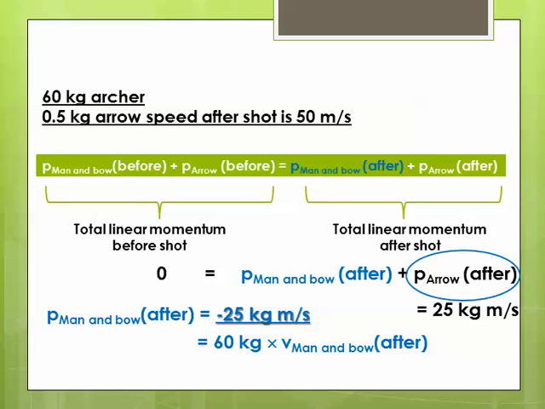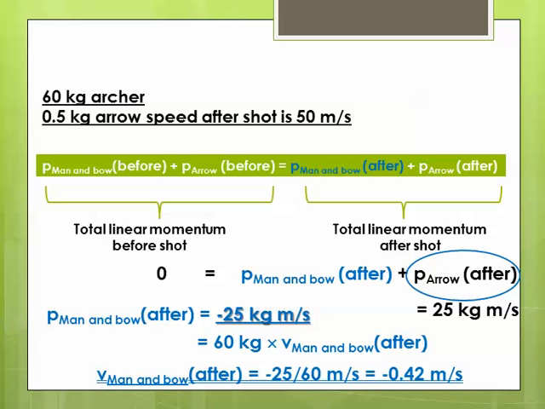Here we've got the velocity. This is just the definition for linear momentum. So the velocity is given as minus 25 divided by 60 meters per second. So the velocity of the man and the bow after firing is given by minus 25 divided by 60 meters per second equals minus 0.42 meters per second.